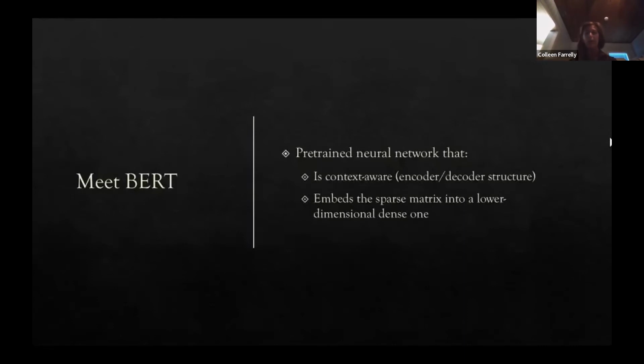The BERT model is a pre-trained neural network that is context aware. For those familiar with neural networks, it's an encoder-decoder structured neural network that can look backwards and forwards within a sentence or within a document. And it automatically embeds this sparse matrix into a lower dimensional dense one. So instead of having this huge set of data encoding our words and our sentences, we have this smaller matrix with a lot more information packed into it.